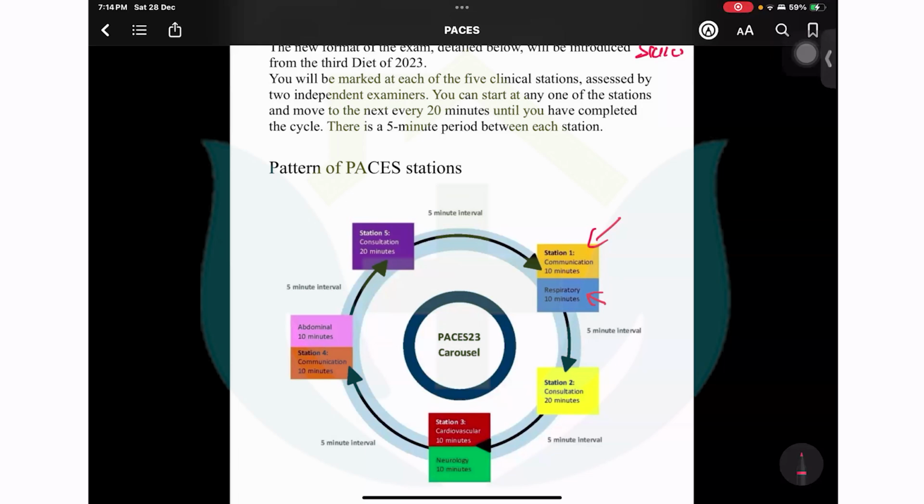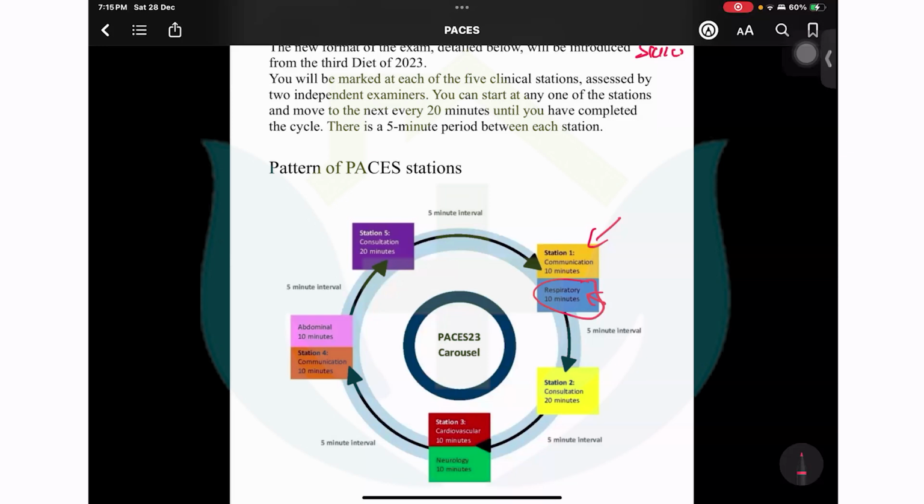That's it. If the patient is respiratory, you must prepare for the schema of how to assess a respiratory patient. If it is an abdominal case, you should be well prepared with how to examine a patient with abdominal complaint, and so on and so forth. So you will have a communication station along with the respiratory, and you are given only 10 minutes.